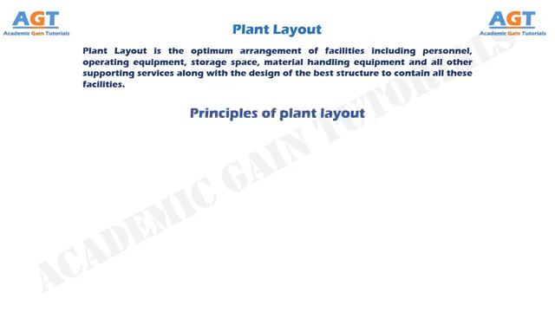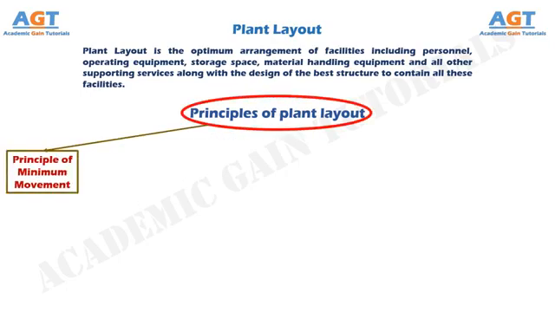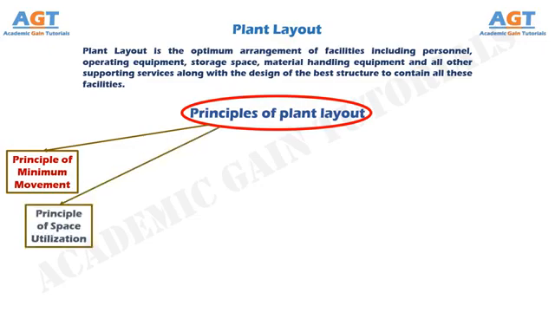Now, let's look at the principles of plant layout that are followed in general. Number 1. The principle of minimum movement. Materials and labor should be moved over minimum distances, saving cost and time of transportation and material handling. Number 2. The principle of space utilization. All available cubic space should be effectively utilized both horizontally and vertically. Number 3. The principle of flexibility. Layout should be flexible enough to be adaptable to changes required by expansion or technological development.